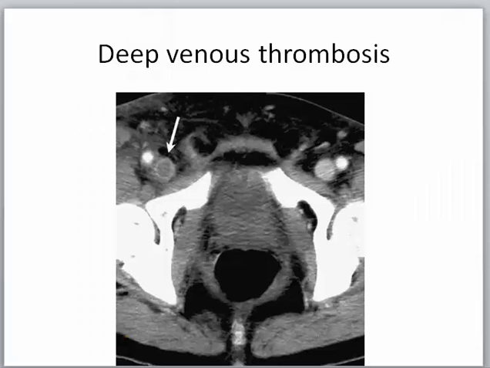Now this is the last. Here we have the deep vein thrombosis, sometimes occurring in people in the post-traumatic or post-operative period, which will show this deep vein thrombosis.